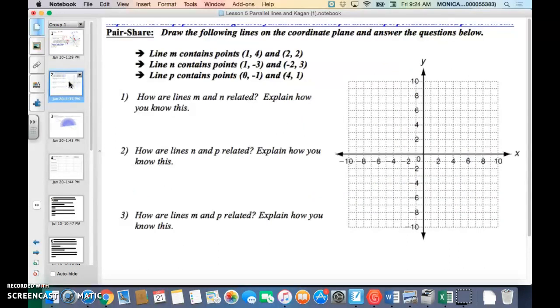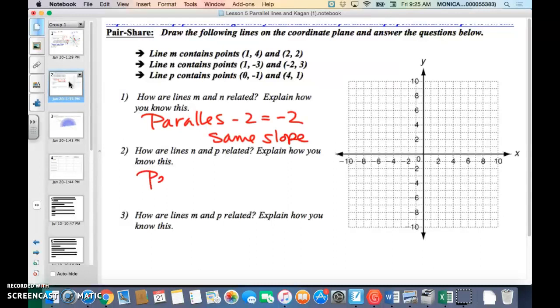Those were the answers to these questions here. The first one is that they were parallel lines. The second one is that they were opposite reciprocal slopes. So parallel: negative 2 equals negative 2, same slope.